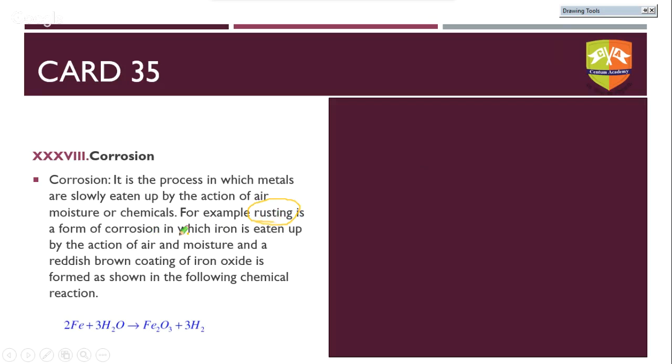Rusting typically is a type of corrosion where we speak about iron and the action of air and moisture. A reddish brown coating of iron oxide is formed. So remember the color; the color of iron oxide is important. The reaction for iron rusting is generally given in terms of Fe2O3, as mentioned in your text. I've also seen people writing Fe plus oxygen giving FeO.